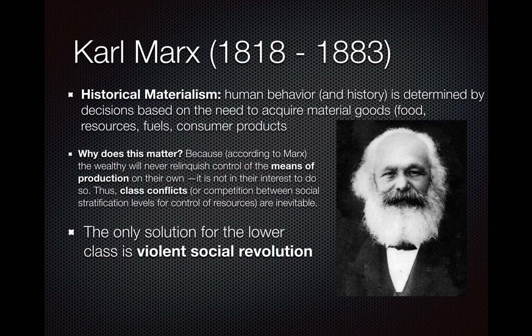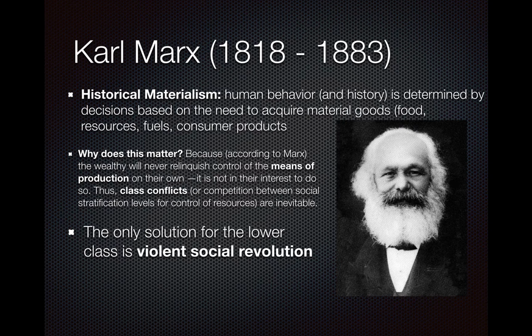Now, this brings us to our next big figure. Karl Marx essentially said that this couldn't last, and that people at the bottom would eventually need food and would do what they needed to do to overthrow the people at the top. This idea of historical materialism is that human behavior is essentially determined by the need to acquire things to survive, like food and resources and fuels.